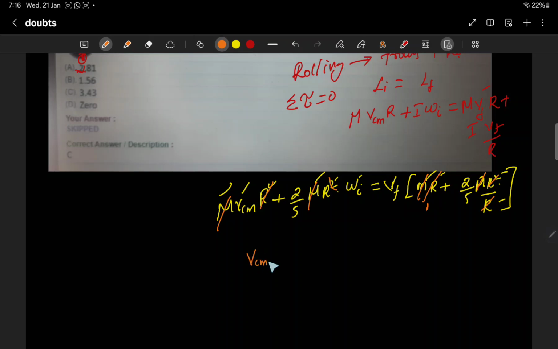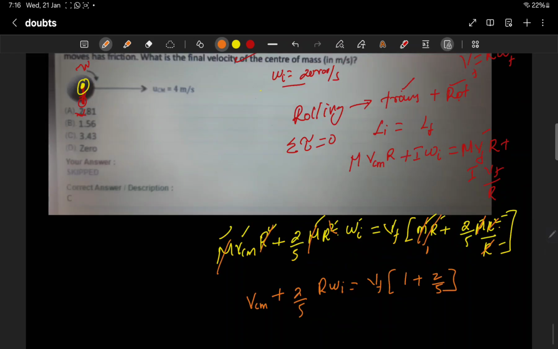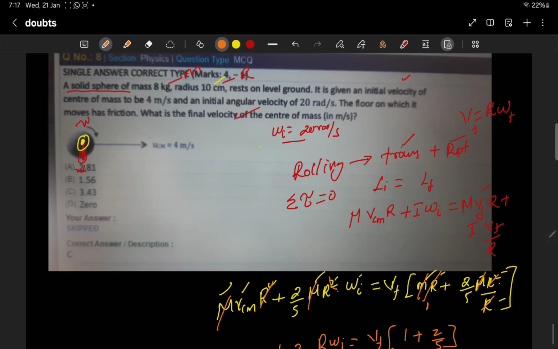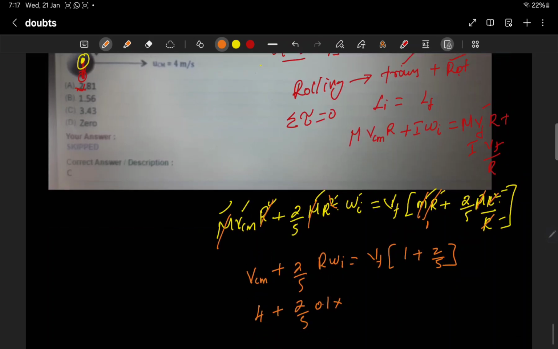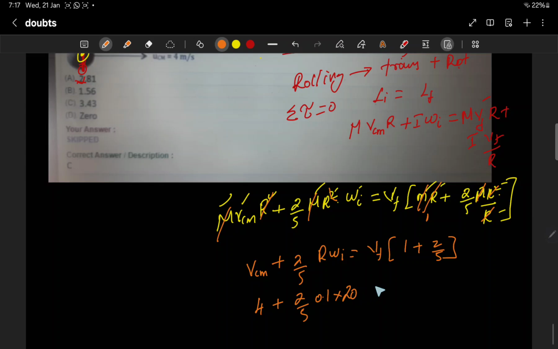The velocity of the center of mass plus 2 by 5 R omega I is equal to Vf into 1 plus 2 by 5. Okay, so Vf will be equal to what? We can solve this directly. VCM is given, it is 4. So it is 4 plus 2 by 5 into the radius, 10 centimeter, which is 0.1 meter. Omega I is given as 20. So this is 20. It is equal to Vf into 7 by 5.